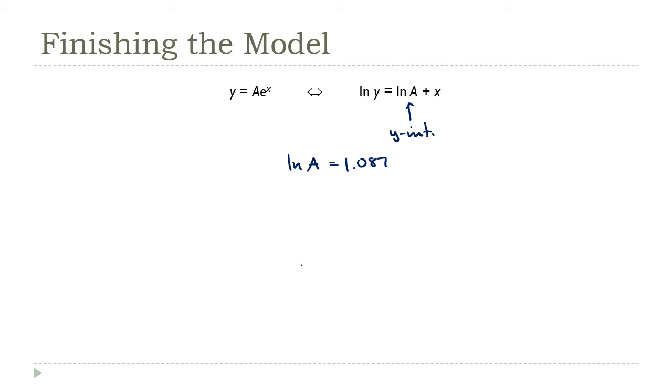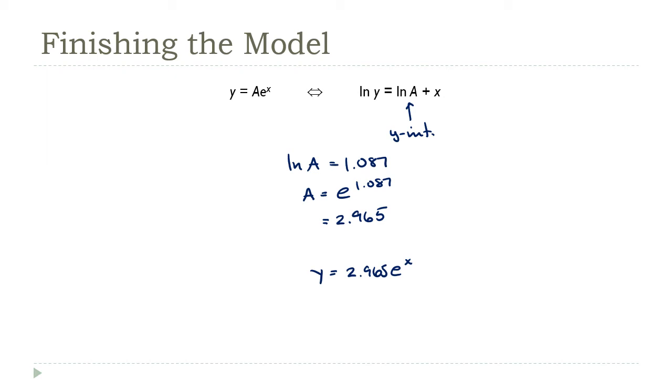Right, I'm going to convert this to the equivalent exponential equation. a equals e to the 1.087. And my calculator tells me that this is 2.9648. Well, let's call it 2.965. And that's what I needed to know. Right, so my model for this equation is y equals 2.965 e to the x.